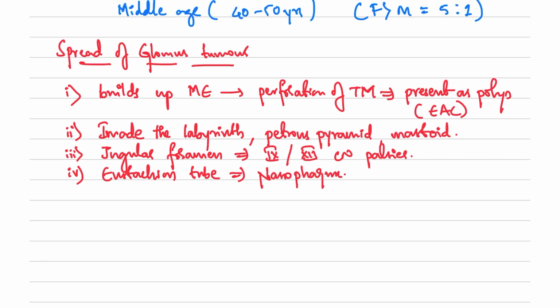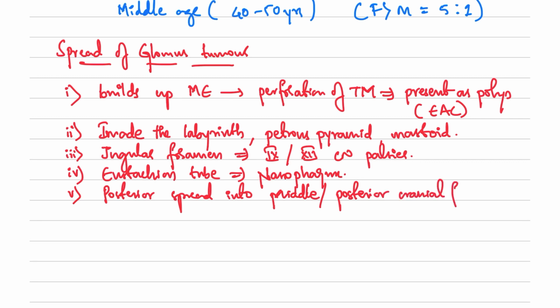Then it might also spread intracranially to the middle as well as the posterior cranial fossa. Finally, there might be a metastatic spread to the lungs as well as the bones.